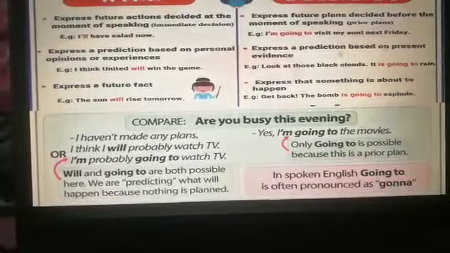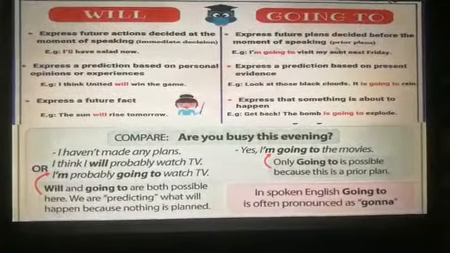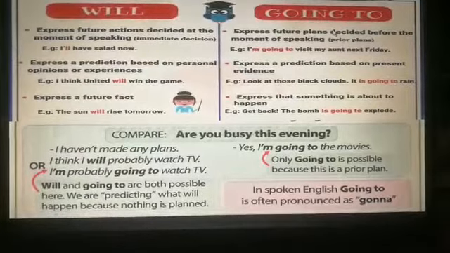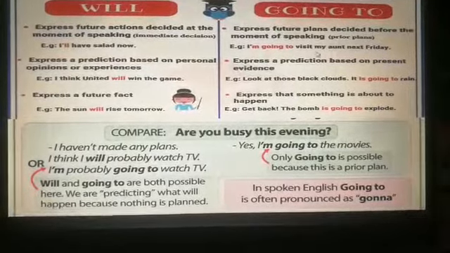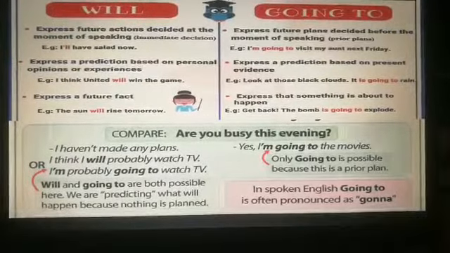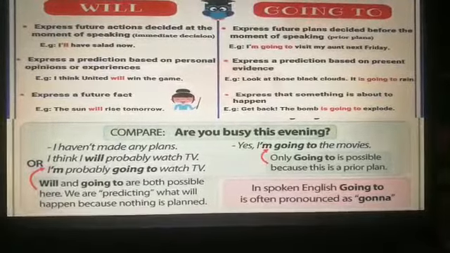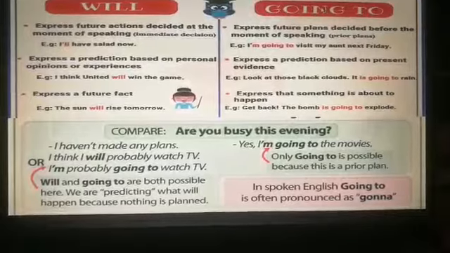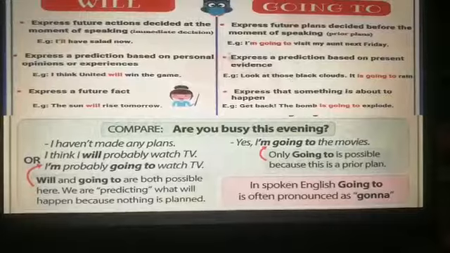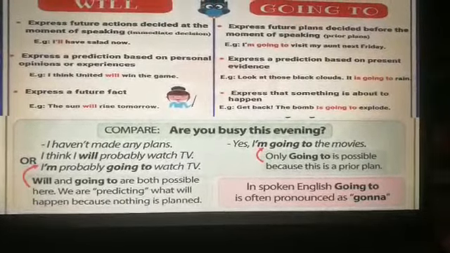And going to, it talks about future plans that is decided before the moment of speaking. Means that is decided from beforehand, that is already planned, prior plans. Like for example, I am going to visit my aunt next Friday. So when is going to used? Going to is used to talk about actions that have already been planned. It also talks about a prediction based on present evidence. Like for example, look at those black clouds, it is going to rain.